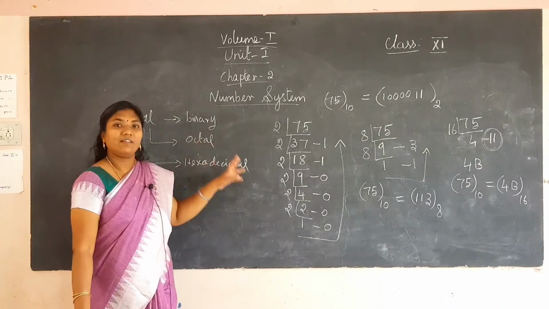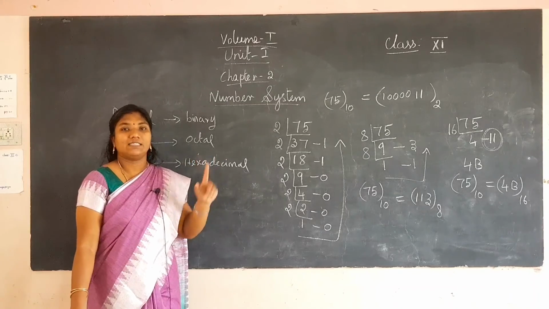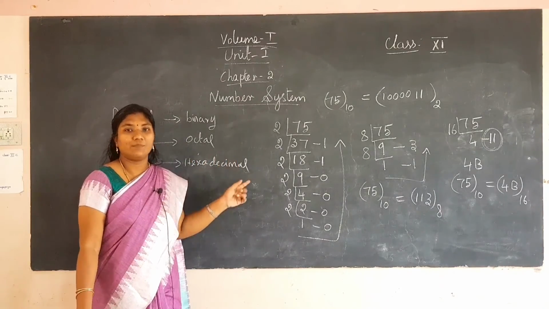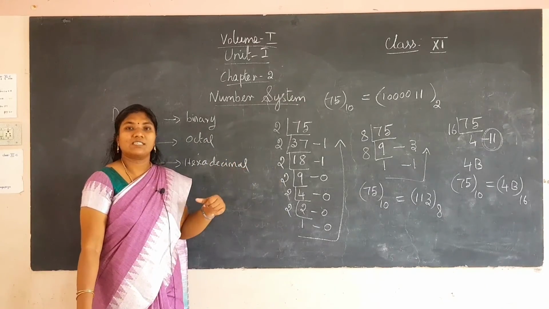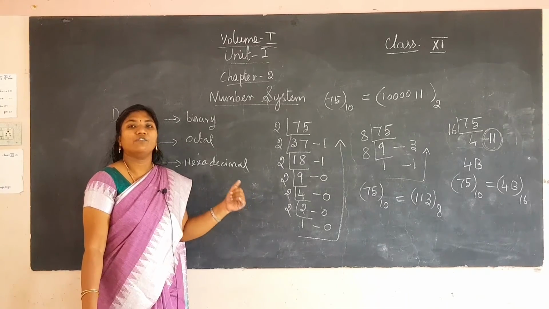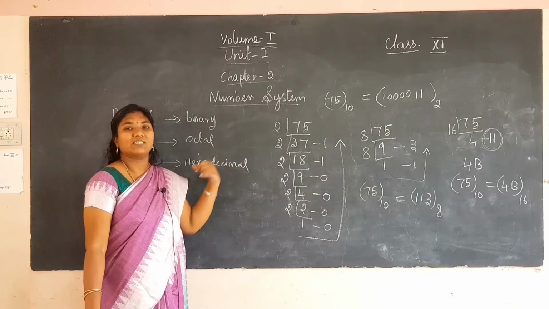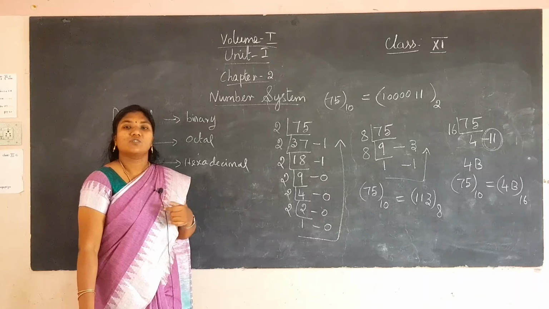Okay. So today we have learned the 4 types of number systems: binary, octal, decimal and hexadecimal, and we have learned the conversion of the decimal number system to binary, octal and hexadecimal. In the upcoming video, we will be seeing the conversion of the other number systems: binary to decimal, octal to decimal and hexadecimal to decimal, like that. Okay. So thank you students.